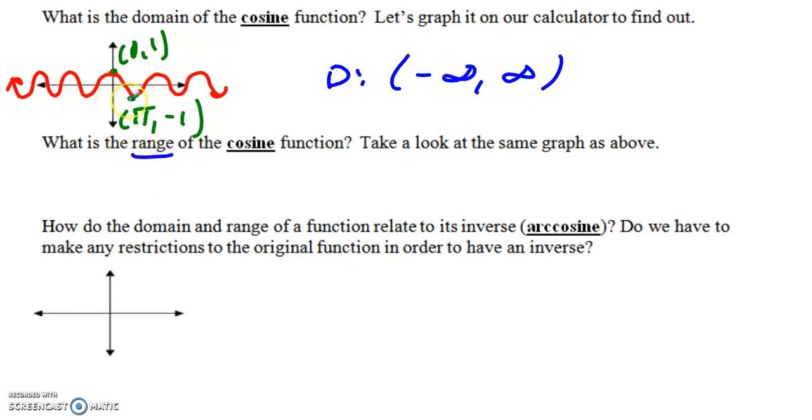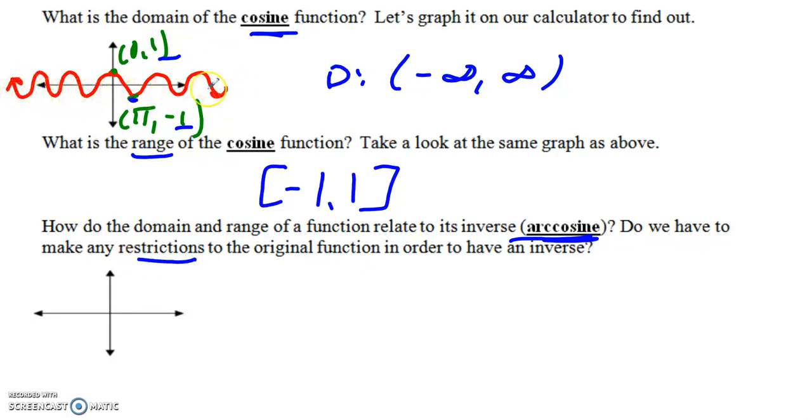The range looks like, again, it's from -1 to 1. So my range is the same also as the sine function. When you're dealing with the inverse, how does arc cosine relate to the original function cosine? Well, the domain and range, it's an inverse, so they switch, which means, do we have to make any restrictions?